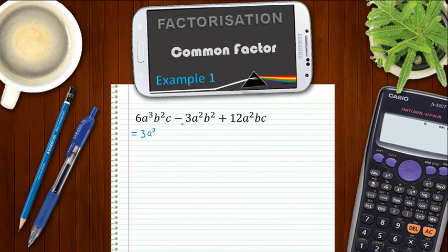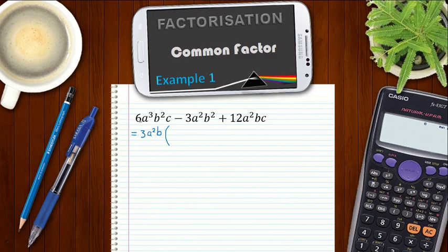And then if we look at the b's, we've got b squared, and b. The highest one we can take out is b. And then if we look at c, we can see that this term doesn't have a c value, so we can't take out a c. Now then, if we've taken out our highest common factor, we open a bracket, and then we write down for each and every term what is left.